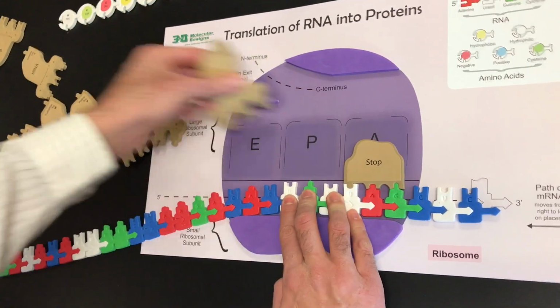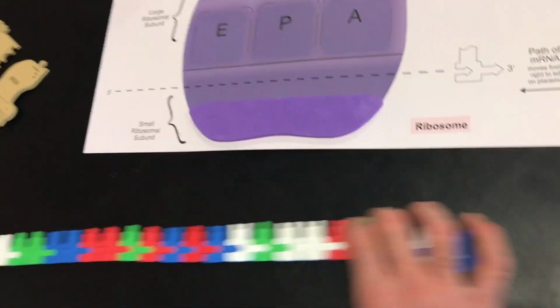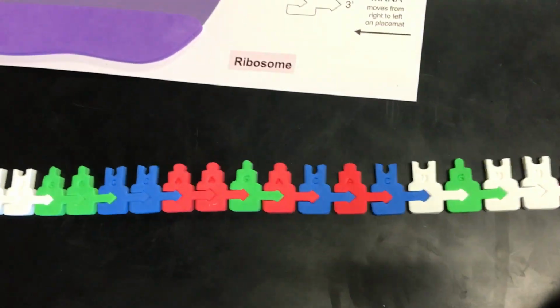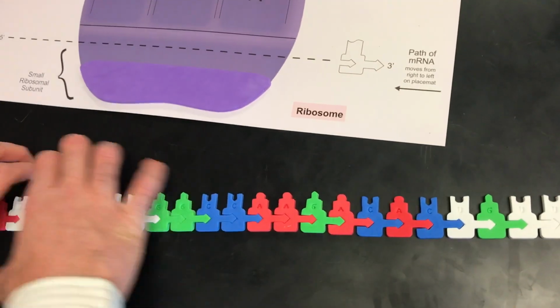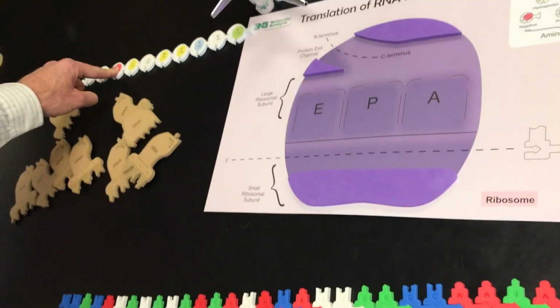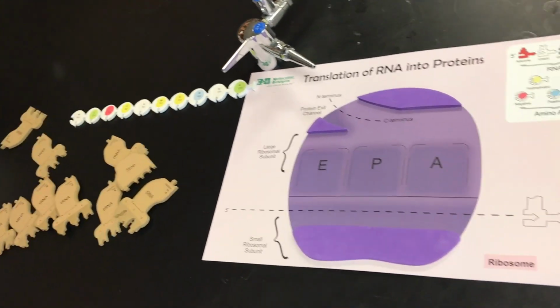So notice that through this process, we were able to take the information in DNA. We made a disposable copy through the process of transcription, which we call mRNA. We use that disposable copy to put a very specific sequence of amino acids in order, which becomes our protein. So the DNA codes for protein.